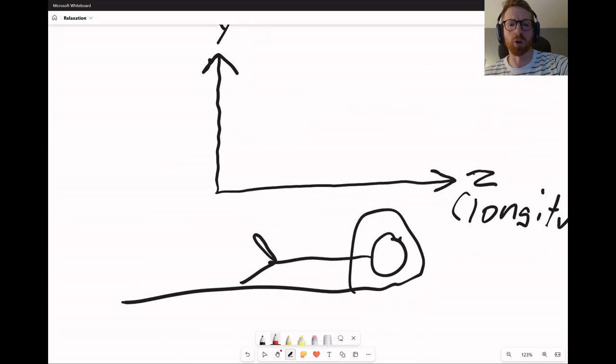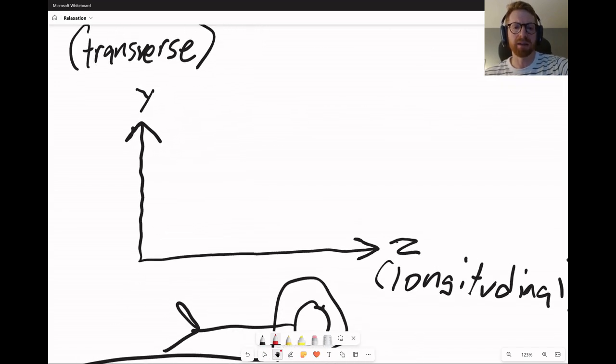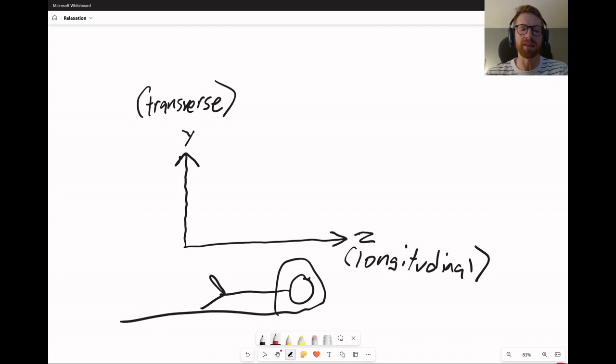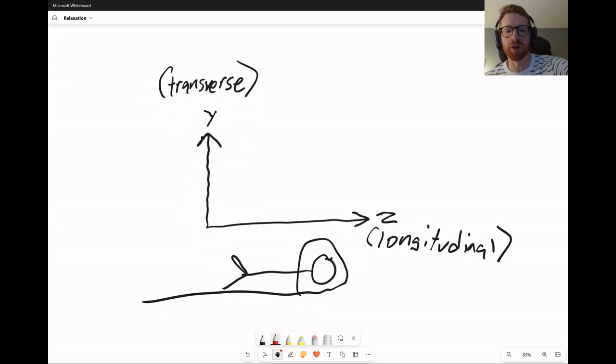There's one other thing I want to go over. Before we do that, let's define the longitudinal plane and the transverse plane with respect to a patient in an MRI scanner. So let's say this is the MRI scanner and this is the patient, lying down. The long axis of the patient, going from their feet to their head, is going to be called the longitudinal plane, or the Z axis. Whereas the axis that's perpendicular to that is called the transverse axis, or the Y axis.